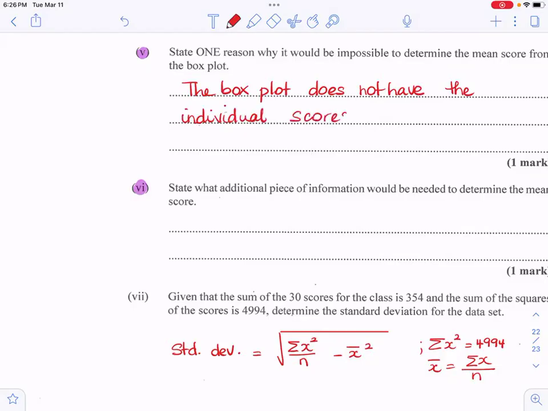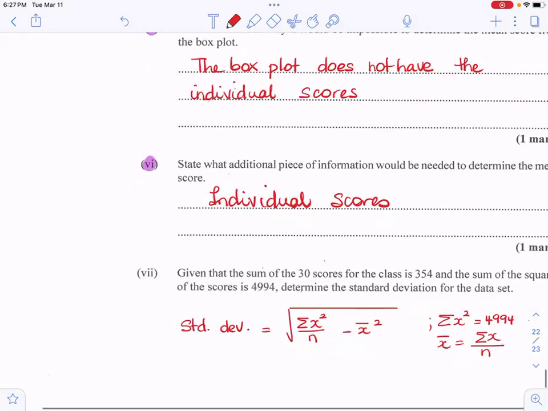Makaya, what additional piece of information would be needed to determine the mean? The rest of the individual scores. If you have the total of all the scores, yes. If you don't have the total of the scores, yes.